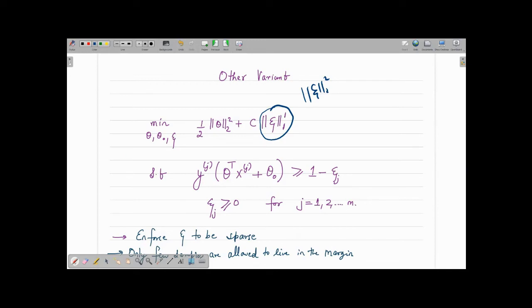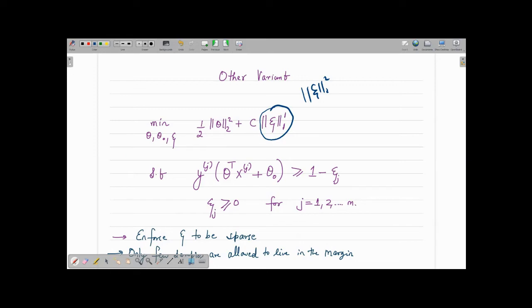But now I am using L1 norm this side. So L1 norm is equivalent to lasso regression, which we had discussed last time. So same story here. Whatever advantages you got from lasso regression, the same advantages you will get here in case of this SVM. So what will be the advantage?